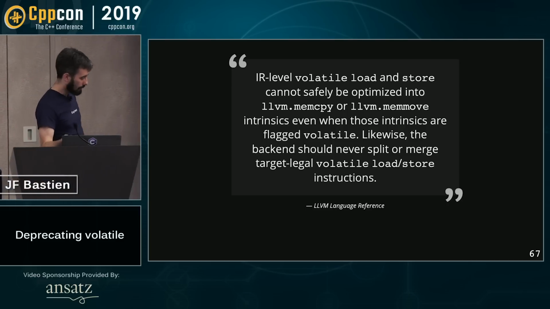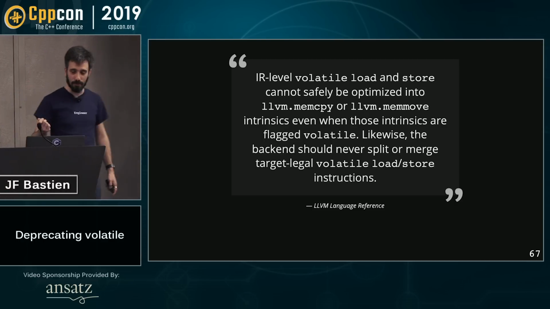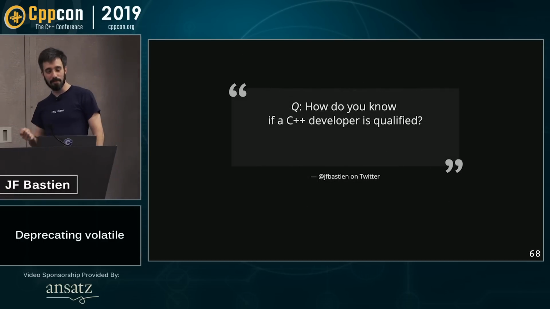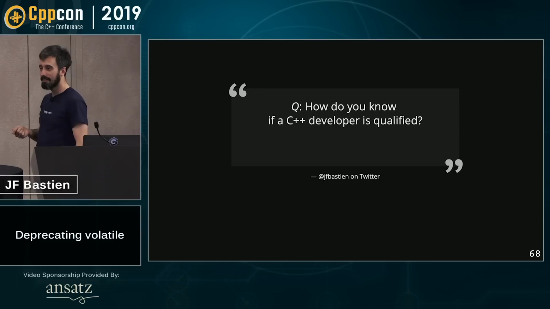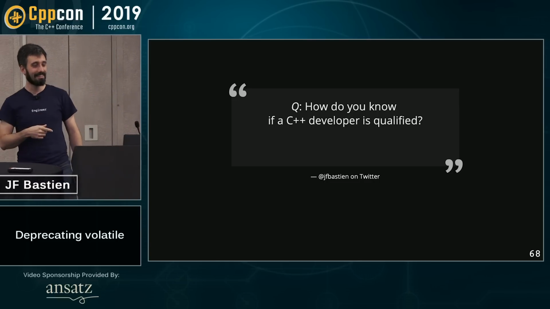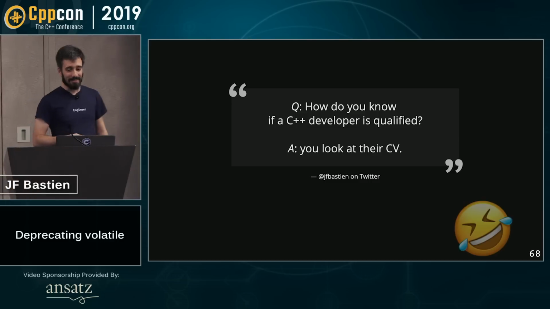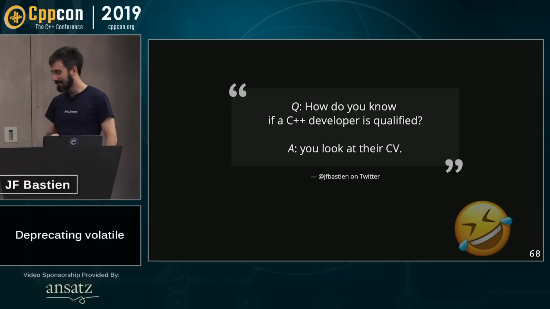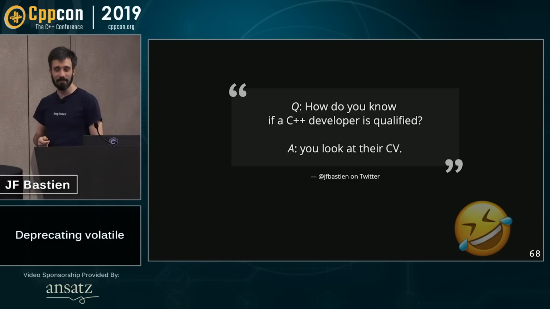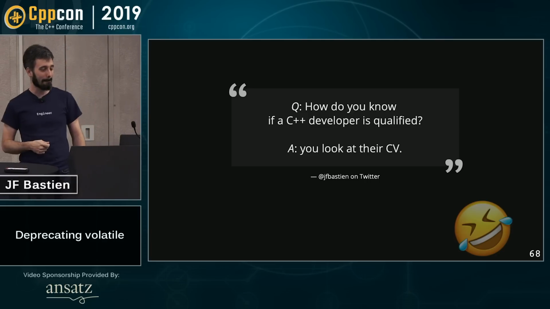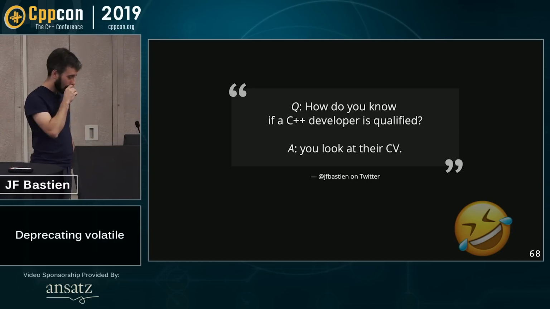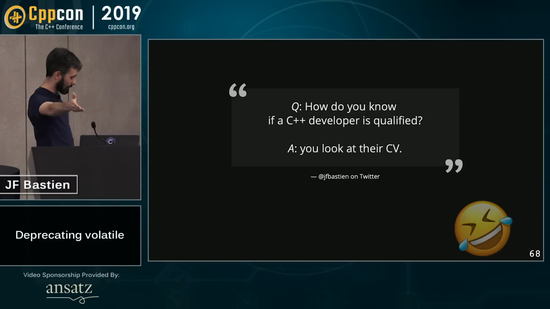Okay, so a little diversion from here. It's one of my favorite jokes. How do you know if a C++ developer is qualified? I know. You know, yeah. Look at their CV. You look at their CV, thank you. Right, so it's great, thank you. It's my favorite C++ joke, it's good. Everyone groans when I say it. It's amazing. So, this is what compilers said, and this is what I said on Twitter.